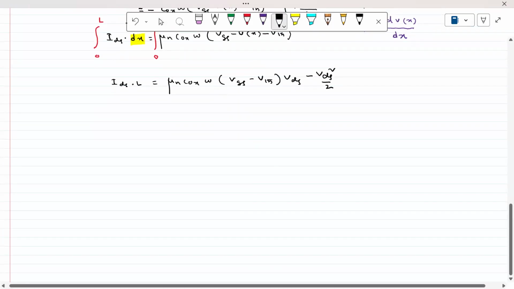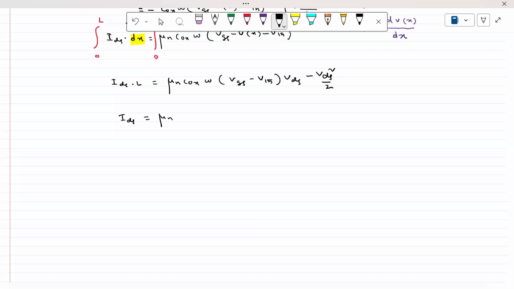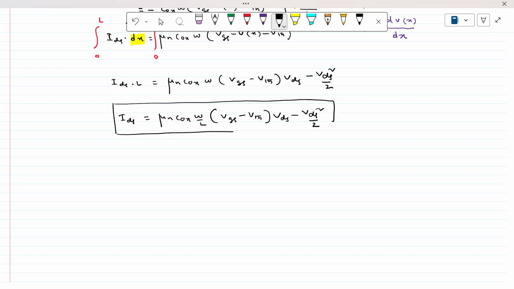Now, what is the IDS value? IDS is equal to mu n Cox W by L into VGS minus VTH into VDS minus VDS squared divided by 2. It's a very, very popular expression, right? What do we call this particular equation? This equation is nothing but the linear current equation of an nMOS transistor.